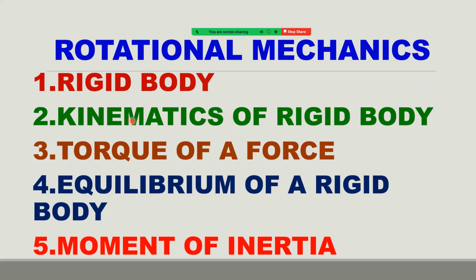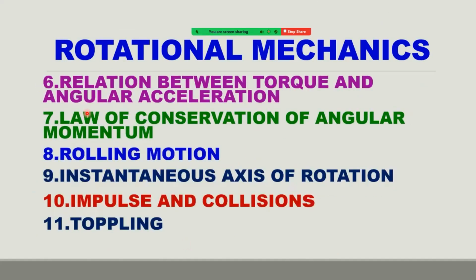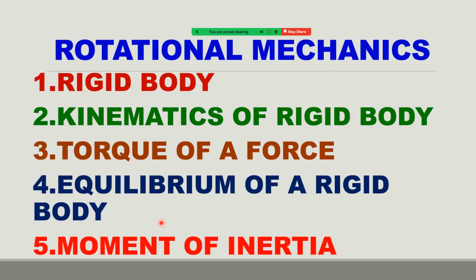Rigid body, kinematics of rigid body, torque of a force, equilibrium of a rigid body, moment of inertia, relation between torque and angular acceleration, law of conservation of angular momentum, rolling motion, instantaneous axis of rotation, impulse and collisions, and finally toppling. So these are the concepts I am going to discuss in this chapter. Okay, let us see the first one.